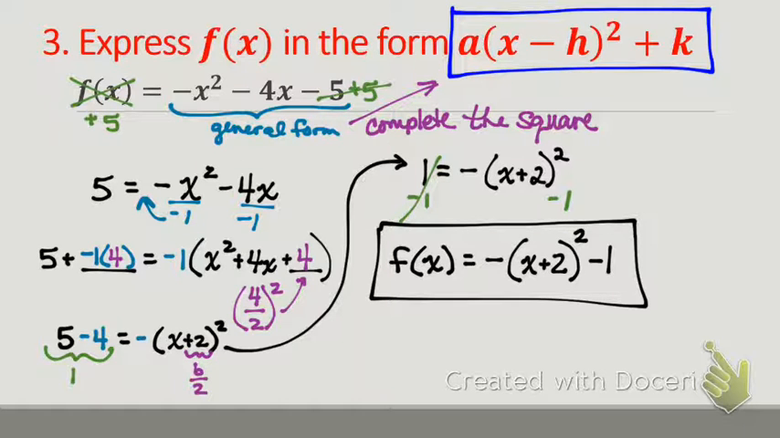Where's the vertex for this one? -2, -1. Would it be a maximum or a minimum? How do we know? Because the a value is negative, and that means it's going down. A value is negative, which means it's concave down. So is the vertex the topmost point or bottommost point? Topmost. So this is going to be a maximum.